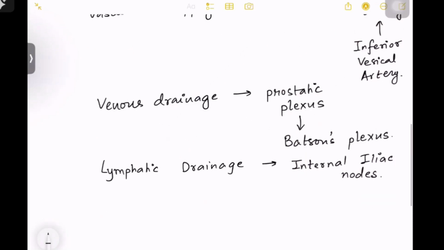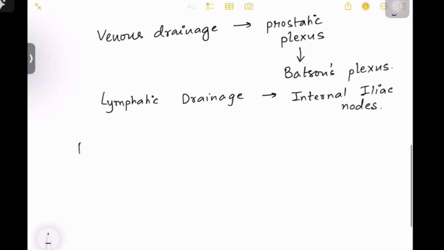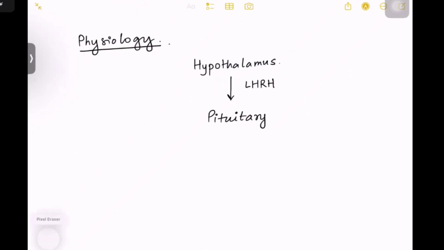Now come to the vascular supply of prostate. Prostate is supplied from the prostatic artery, which is a branch of the inferior vesical artery. The veins is the prostatic plexus, which comes from the Batson plexus. And the lymphatics are the internal iliac lymph nodes.